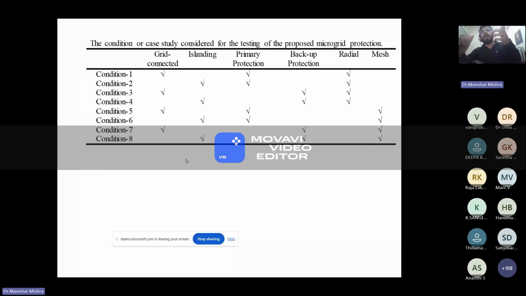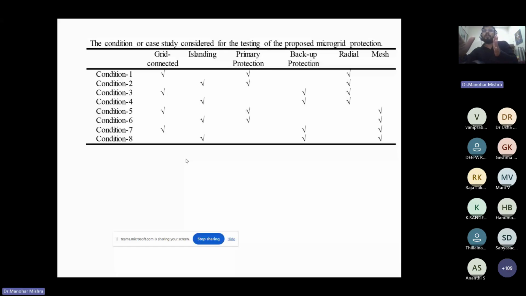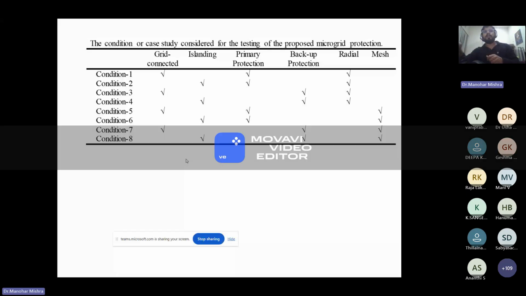Condition 1 is grid connected, primary protection, and radial. Condition 2 is islanding, primary protection, radial. In this way we divide the analysis into 8 different conditions. So these are the features that we have generated.